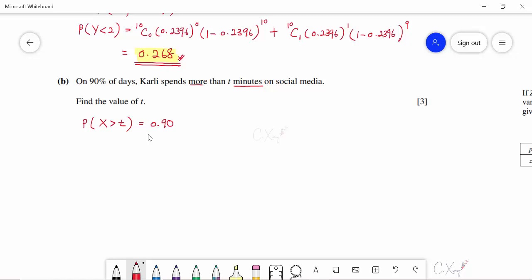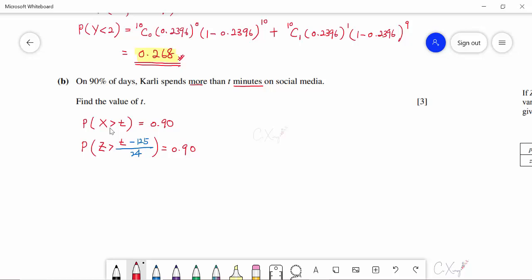Again, x is still normally distributed. So the next step will be you need to standardize it. How to standardize it is t minus the mean, so minus 125 again, and then divided by the standard deviation, which is 24. And it is equal to 0.90.